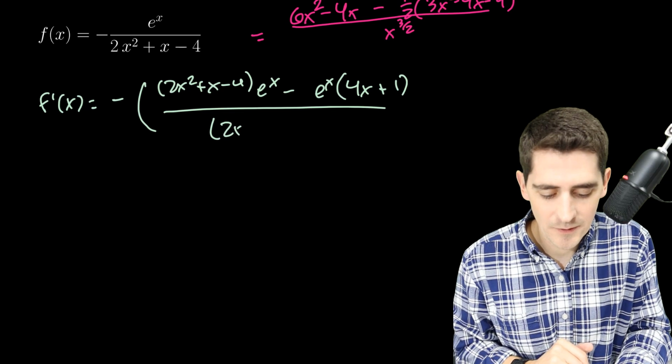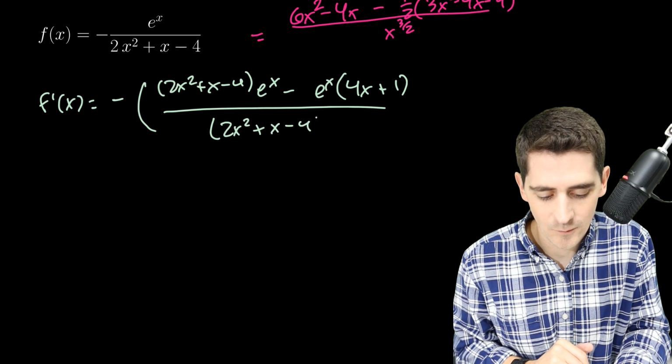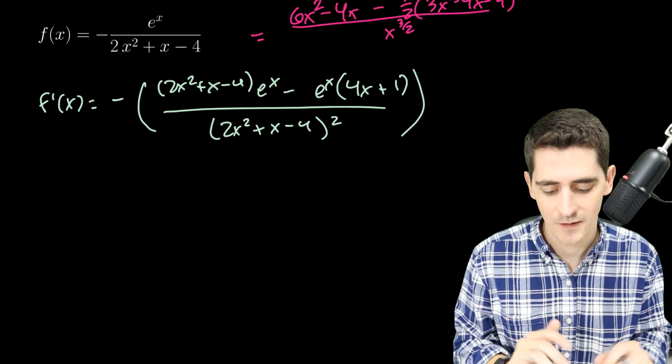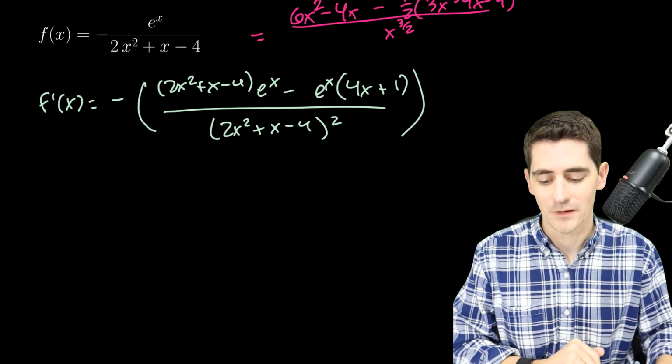And then the denominator, we have 2x squared plus x minus 4 quantity squared. And then it's a negative all of that stuff. And we can just leave it about like that. All right, let's move on.